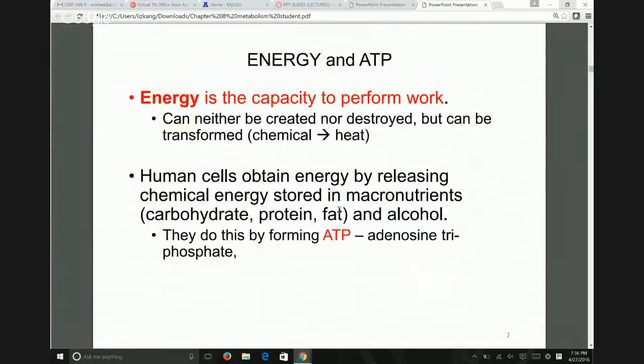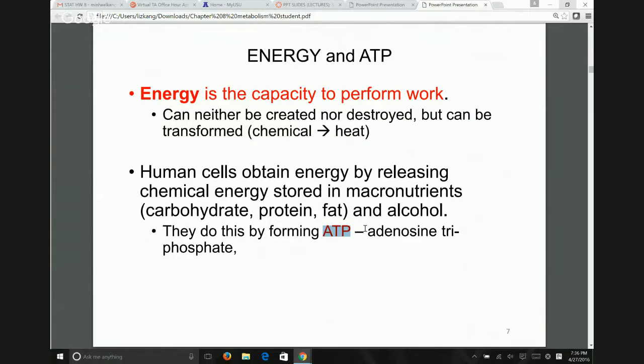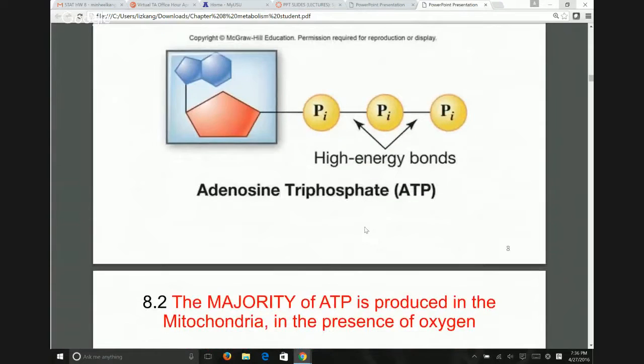So in our body, ATP is the chemical molecule that stores the energy so that we can use it whenever we need, when we breathe, when our heart needs to work, when we walk, right? That's what it looks like. You don't need to know.